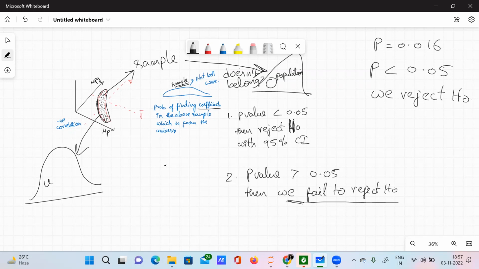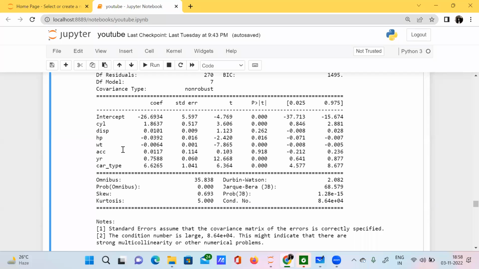So there is some kind of another universe here. Maybe this sample data belongs to that universe. For that reason, we are rejecting this population as the right one for this sample. Now when you look at another variable, for example, acceleration, see what's happening for acceleration.